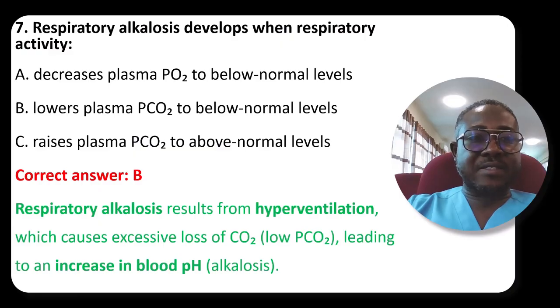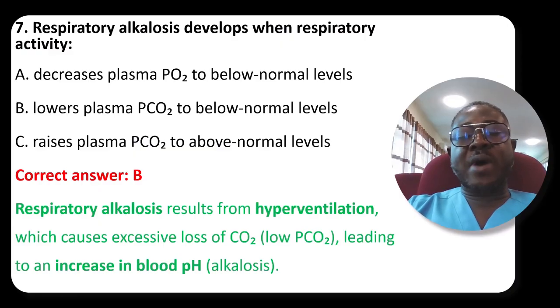Lowers the plasma partial pressure of carbon dioxide to normal levels. The normal level for the PCO2, the partial pressure of carbon dioxide, is 35 to 45 millimeters of mercury. And so when the carbon dioxide is high, you all know that carbon dioxide is what? An acidic compound. So when it is high, then it means that we are having what?